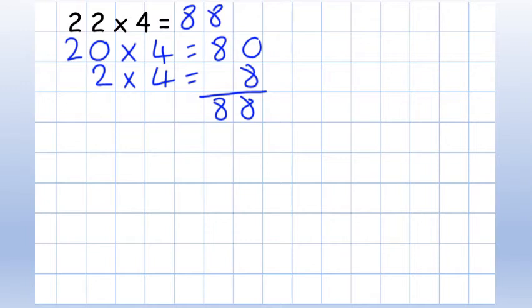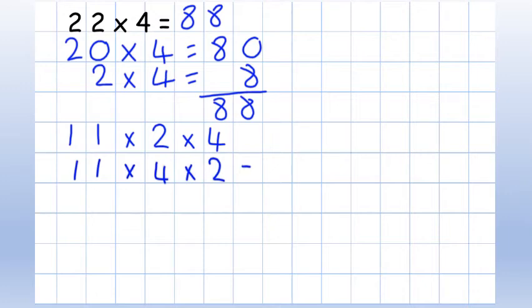22, to factorise we have 11 times 2, and then we're going to multiply that by 4. Just going to swap that around to make it a little bit easier for myself. I'm going to do the 11 times 4 first, and then I'm going to multiply it by 2. 11 times 4 is 44.